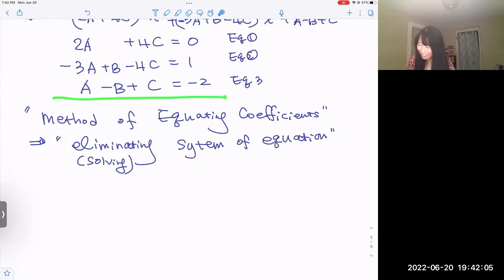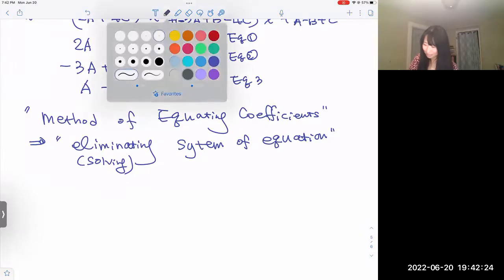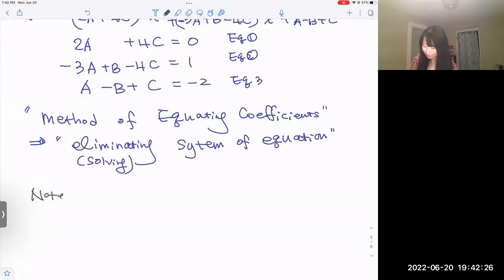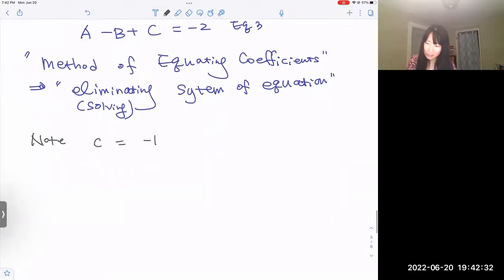Okay. So we add, so this is 0. And then 1 minus 2, which is -1, right? It's equal to -1. Thank you. All right. So we have C equal to -1.